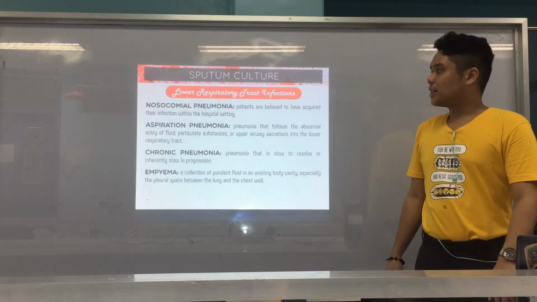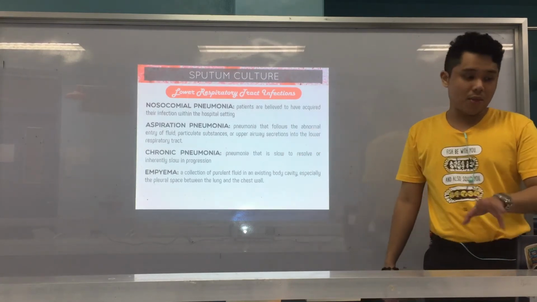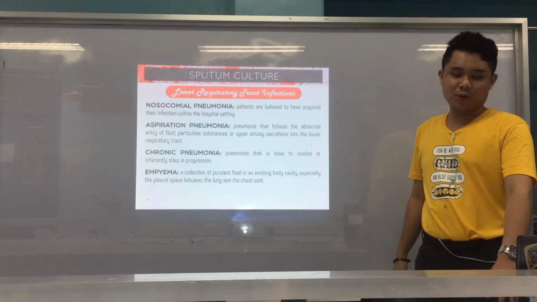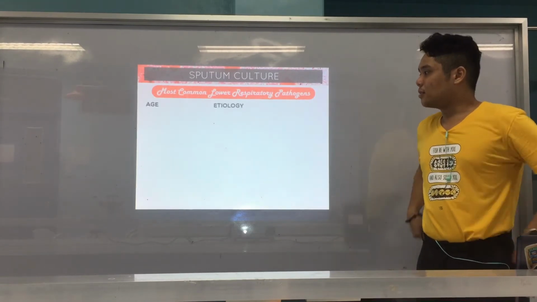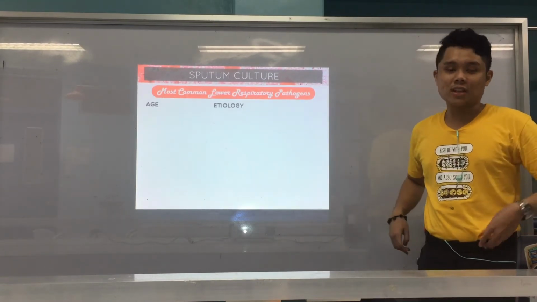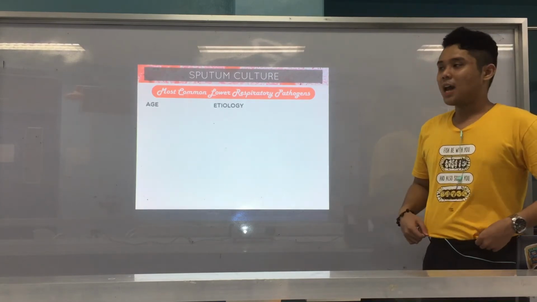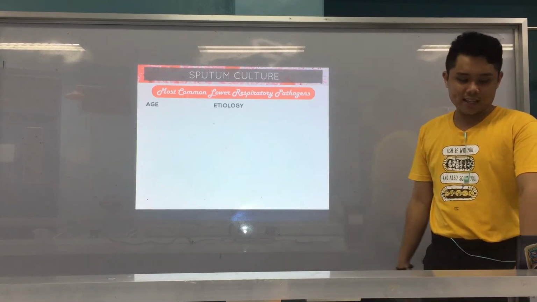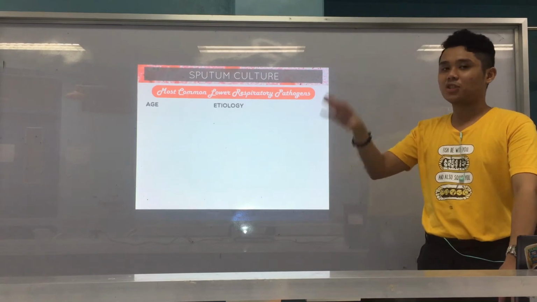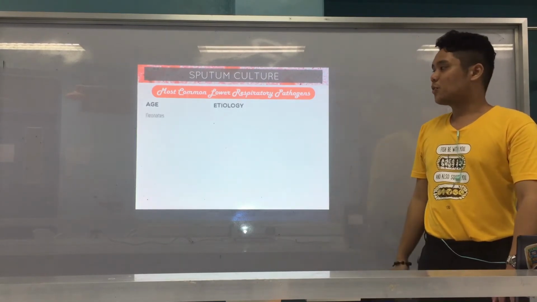Okay. All right. So again, those are just a run through of some diseases of the lower respiratory tract. Now we go to the most common pathogens or agents of lower respiratory tract infections, and we divide them by age and etiology. So kinsa tong possible na pathogen per age. First one is for neonates.